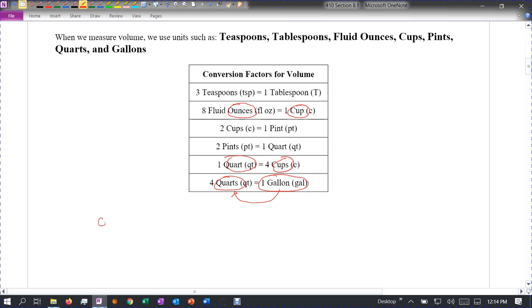We're going to first go from gallons. We're going to convert that to quarts. From quarts we're going to go to cups. And from cups we're going to go to ounces. So it's going to require a couple of conversion factors here.